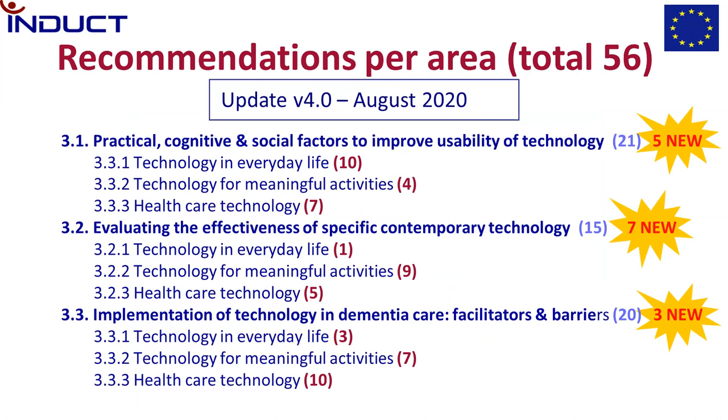So you can see we had 56 recommendations overall, looking at everyday life, meaningful activities, healthcare technology, and they were separated over the three different areas.